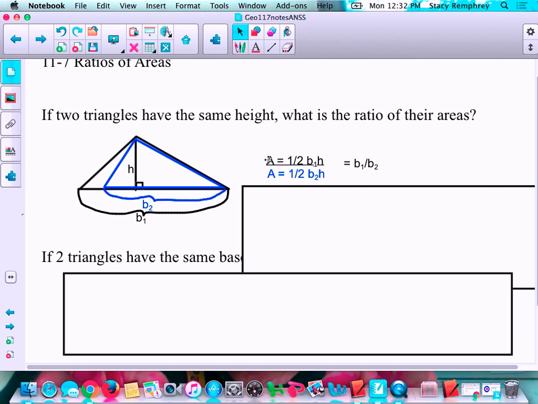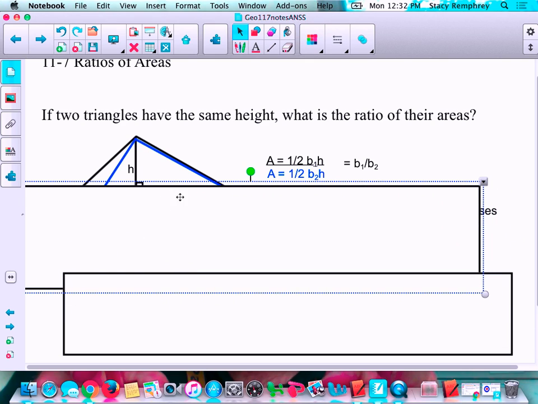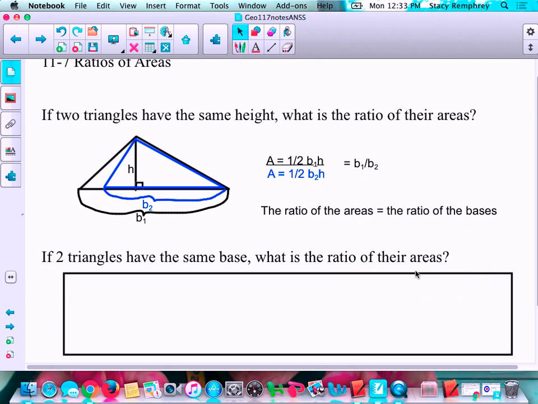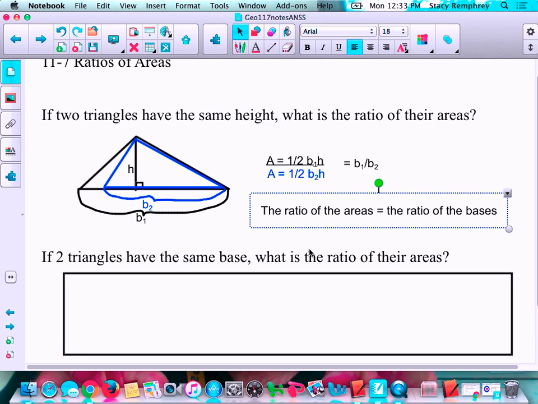So basically, when you're doing the ratio of the areas, you're just finding the ratio of the bases when they share the same height. Notice that I did not say that these were similar triangles. They're not. It's just that they share the same height. So if two triangles share the same height, the ratio of their areas is equal to the ratio of the bases because, again, the heights and the 1/2 will divide to be 1. So there's the important part right there.